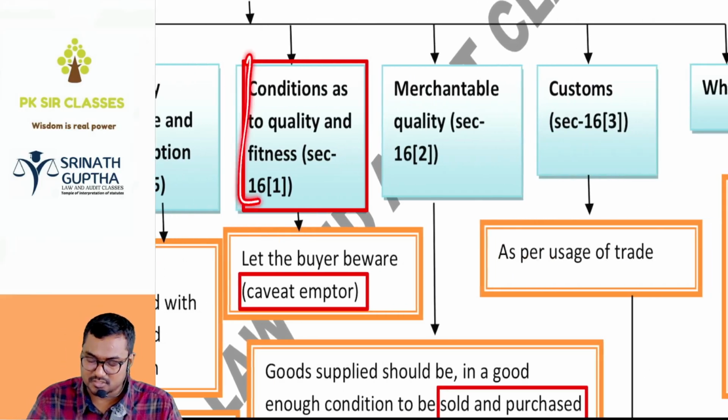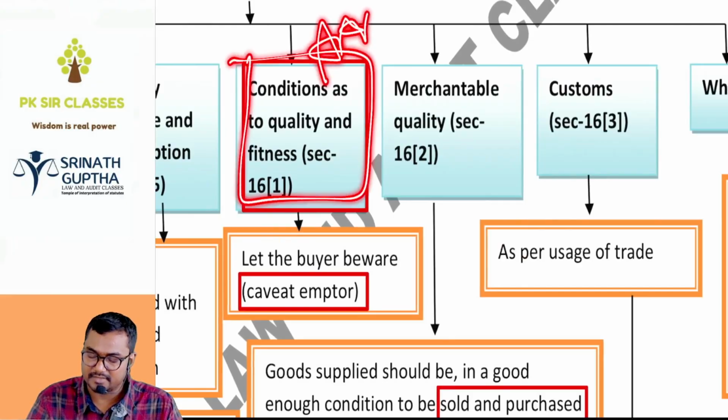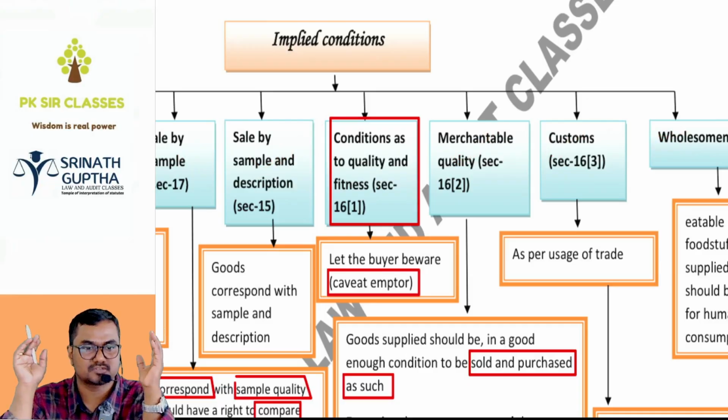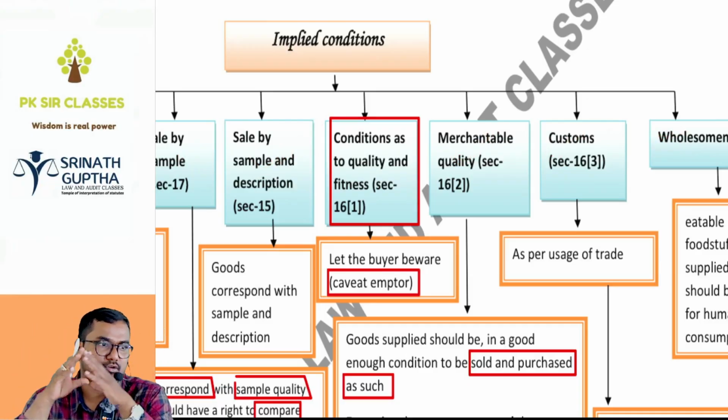Next one is the condition as to quality and fitness. Very, very important, because all the conditions are the exceptions to the condition as to quality and fitness. There is no condition as to quality and fitness. This is good quality; we can't decide like that. It depends on the person.